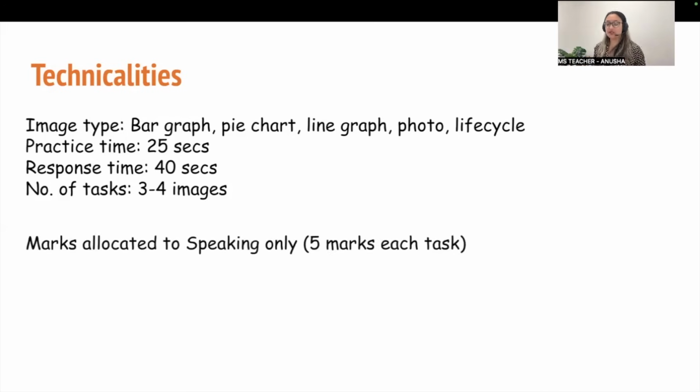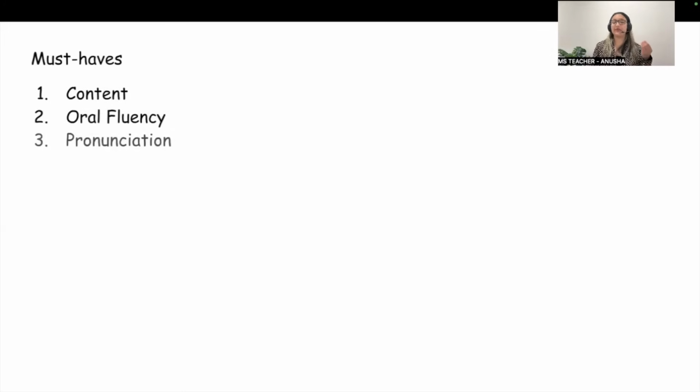Next is the marks. You get marks towards speaking only. No listening, no reading, or no writing will be affected here. And we assume it's 5 marks for each image. Now, those 5 points will be divided into 3 different categories: content, oral fluency, and pronunciation.